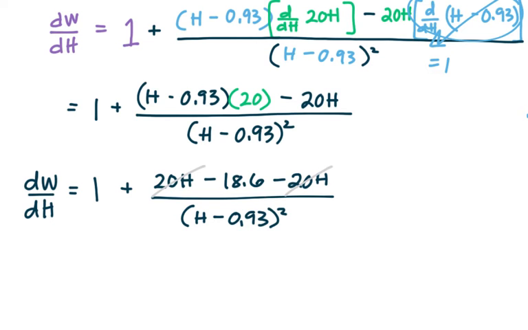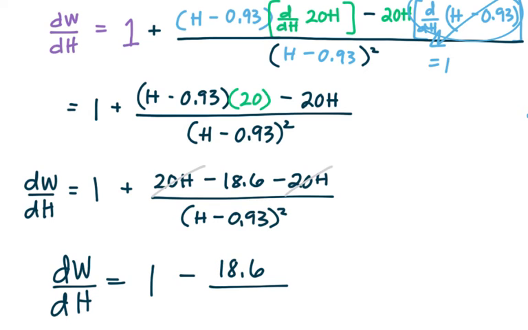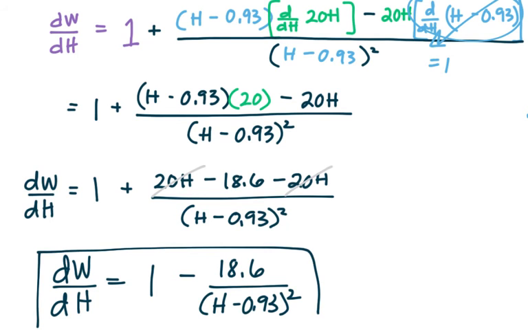20h minus 20h, those are going to cancel each other out. And my derivative of w with respect to h, or the rate of change in work with respect to height, is now equal to 1 minus 18.6 over h minus 0.93, that quantity squared. So that's my derivative. Now I'm going to clean this up, and we'll go back up and finish the problem.